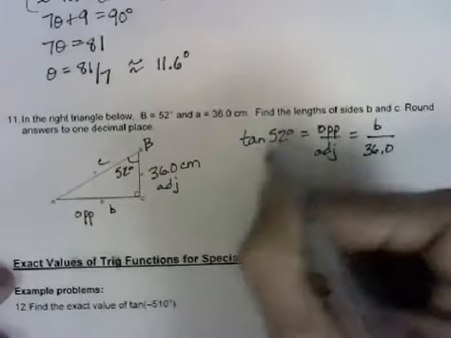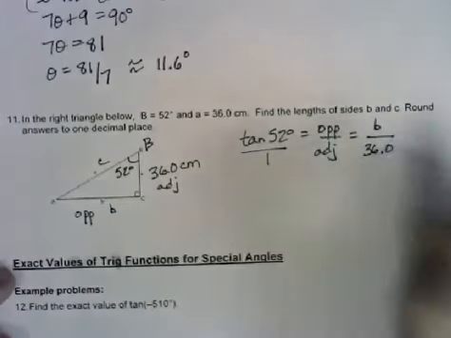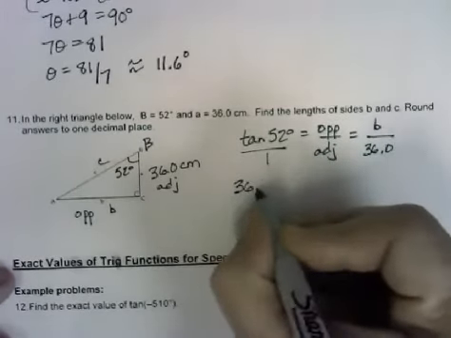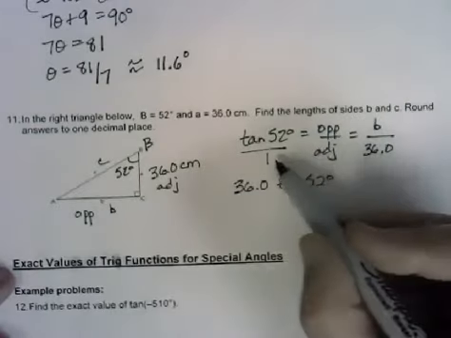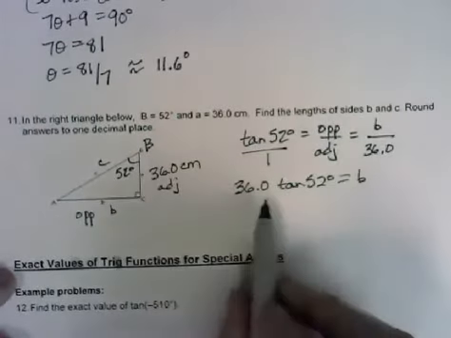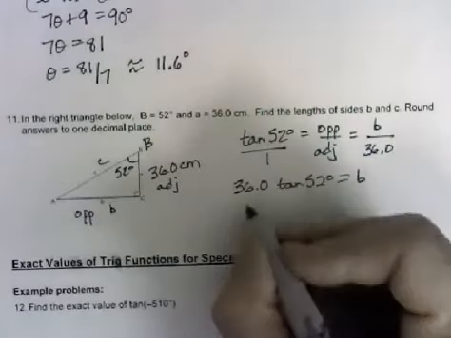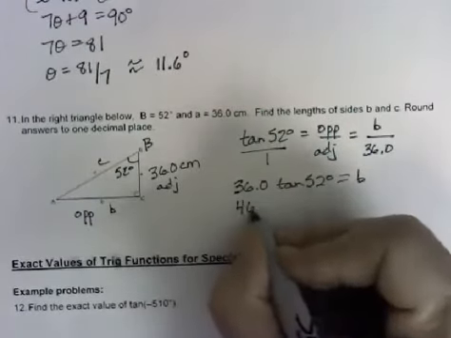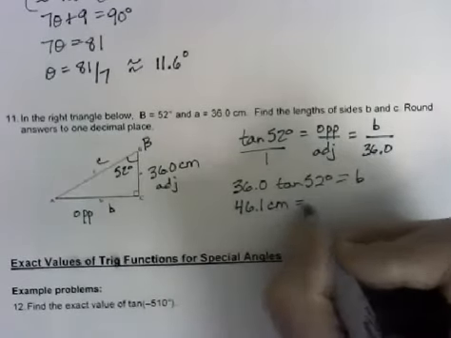I want to solve this for B. I can cross multiply again, so I would have tangent of 52 degrees times 36. And on the other side of the equation, I would have 1 times B. For this one, I'm just going to multiply this on my calculator. And this says to round to 1 decimal place. That's going to give me 46.1 centimeters for B.